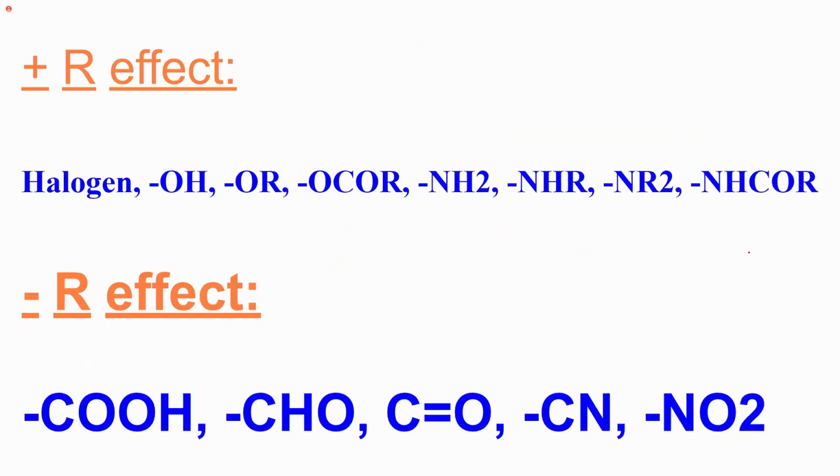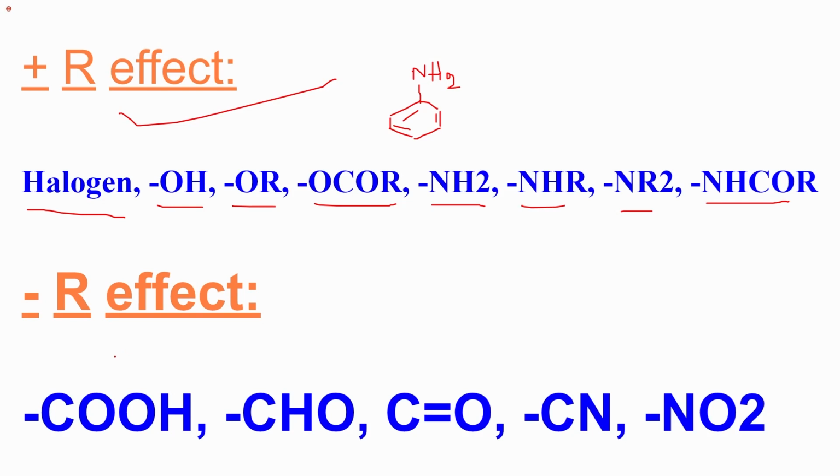Okay, now we'll go to which groups show the plus R effect and the minus R effect. So plus R effect is the plus R resonance effect. If any molecule, conjugated system or arene system contains a halogen group or OH group or OR group or OCOR, that is the ester group, or NH2 group, as I have discussed this example with benzene and NH2 group. Instead of NH2, these groups can be present. So all these groups will show the plus R effect, along with NHR, NR2 and NHCOR. That is called the plus R effect.